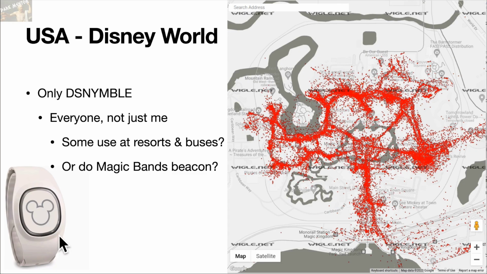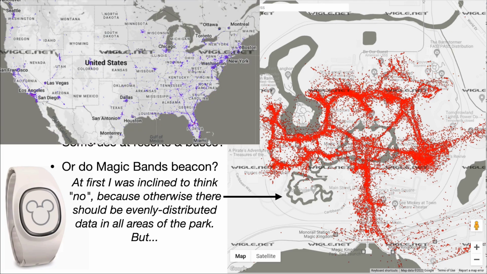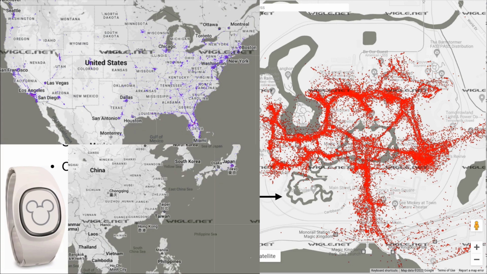Now, I briefly thought it wasn't the case that those were beaconing because the data had this big gap here on the Jungle Cruise, for instance. But now I've decided that gap is caused by the biases of Wiggle users not going on the Jungle Cruise, because when you zoom out to the entire world, you see that the world is covered in Disney MBoles. It's all over the United States.